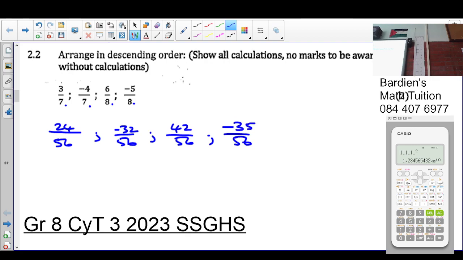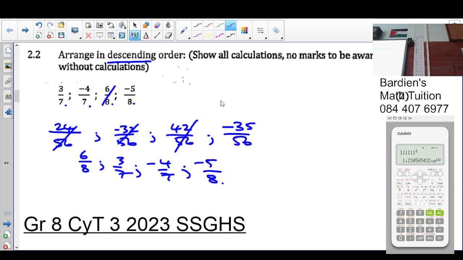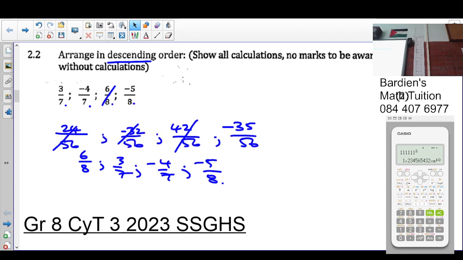So descending is biggest to smallest. So what's the biggest value here? 42 over 56, which is 6 over 8. Right, so that one is out. Then 24 over 56, so it's 3 over 7. Then negative 32 over 56, so it's negative 4 over 7, and then negative 5 over 8. Okay. The step must be here for you to get the mark.